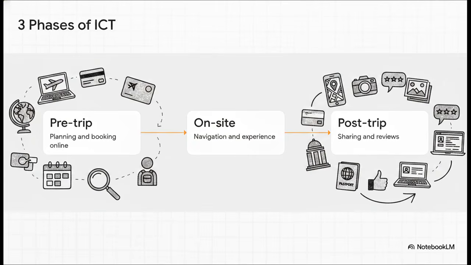It kicks off pre-trip, where every single flight and hotel is vetted and booked online. Then it moves on-site, where digital tools help you navigate the physical destination. And it wraps up post-trip. This is where sharing photos and writing reviews directly influences the next person's pre-trip planning. It's a cycle that just constantly feeds itself.